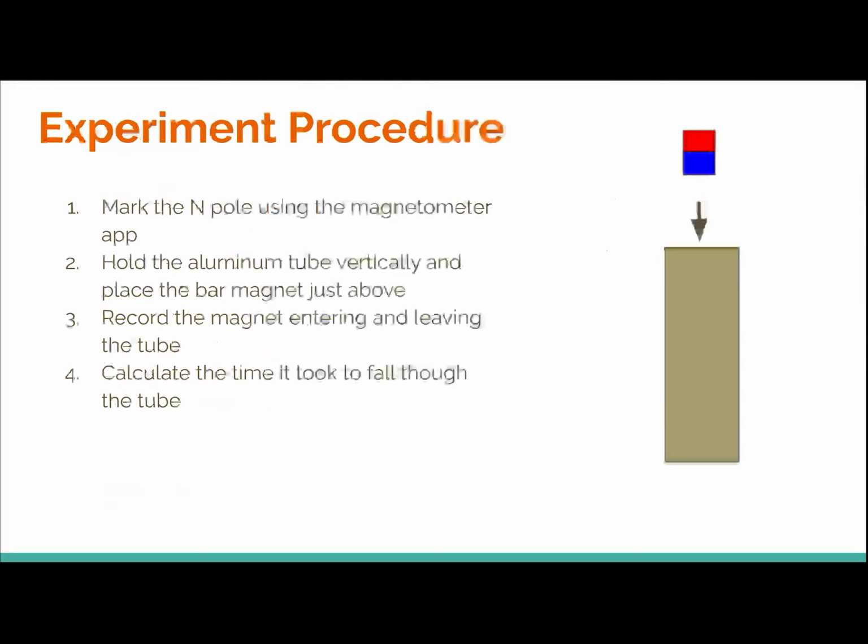For the experiment, I first marked the end pole of the magnet using the magnetometer app. Then I held the aluminum tube vertically and placed the bar magnet above the tube. I recorded the time it took for the magnet to go through the whole aluminum tube.